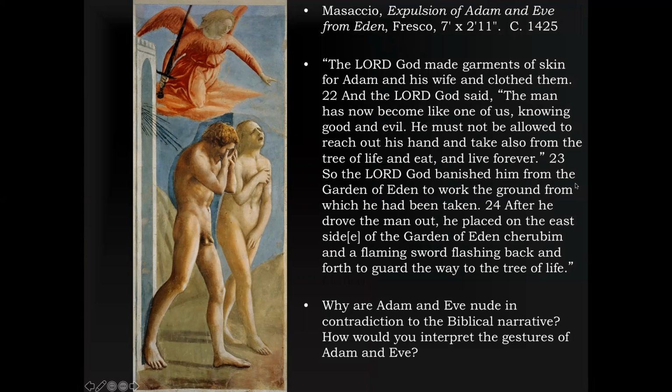So this story in Genesis: the Lord God made garments of skin for Adam and his wife and clothed them. And the Lord God said, the man has now become like one of us, knowing good and evil. He must not be allowed to reach out his hand and take also from the tree of life and eat and live forever. So the Lord God banished him from the Garden of Eden to work the ground from which he had been taken. After he drove the man out, he placed on the east side of the Garden of Eden cherubim and a flaming sword flashing back and forth to guard the way to the tree of life. So pretty awful fate for Adam and Eve, and also humanity, Christians believe.